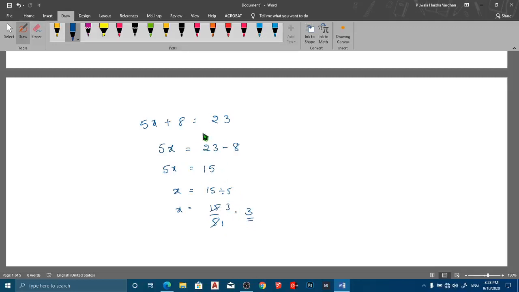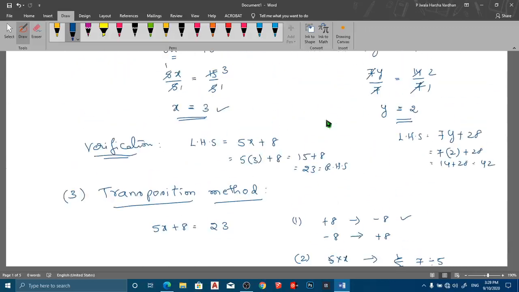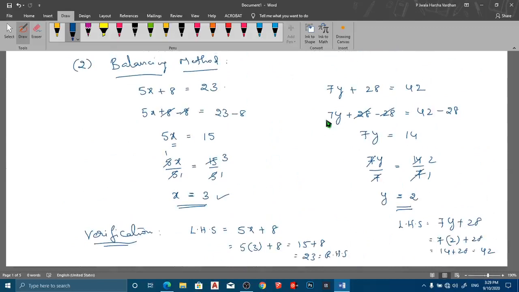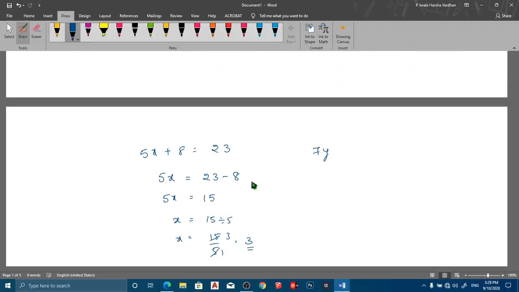Just you see, only 2 steps are there here, simple steps. So this is the actual method you have to use to find out the solution. So now I will show you one more example here. What I have taken in the previous is 7y plus 28 is equal to 42.